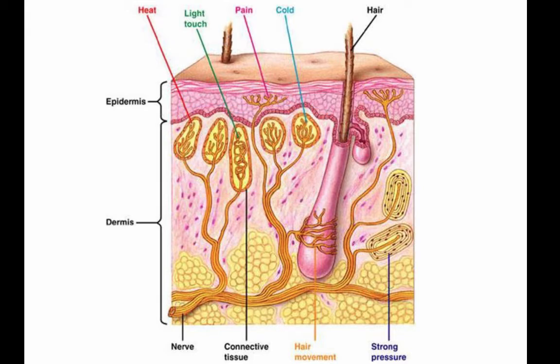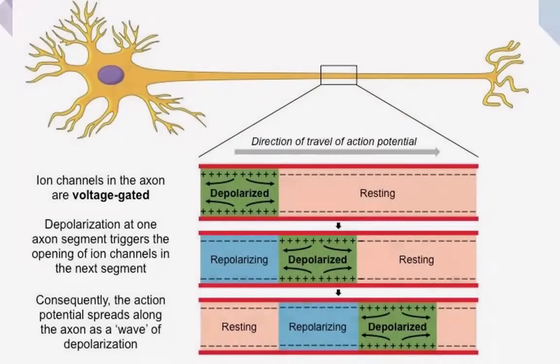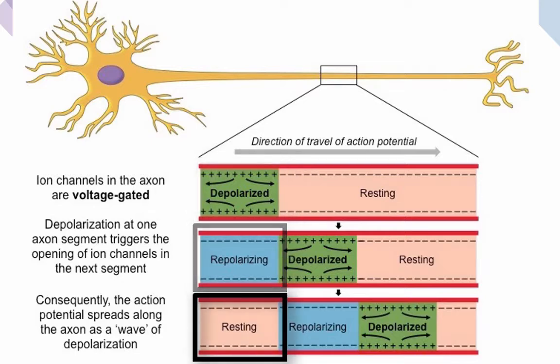Interneurons and motor neurons do not have any sort of specialized sensory receptors to detect stimuli to create an action potential. The impulse is carried down the dendrite to the axon in a single direction, with the membrane becoming depolarized, repolarized, and then reset as a wave. This is achieved because of two factors.